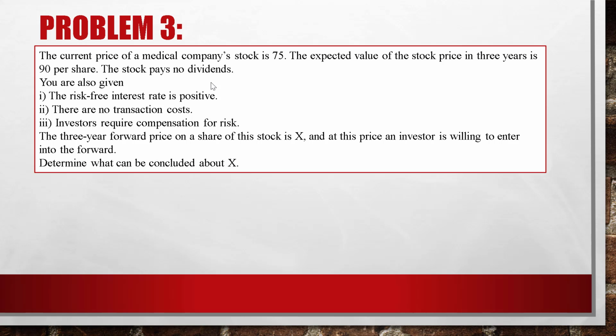The 3-year forward price on a share of the stock is X, and at this price, an investor is willing to enter into the forward. Determine what can be concluded about X. So basically, we have to say something about X here, and to be more specific, we have to compare X to 75 and 90. So let's write out a formula for everything.